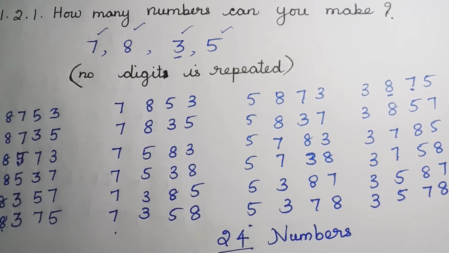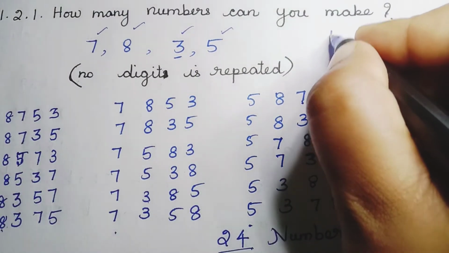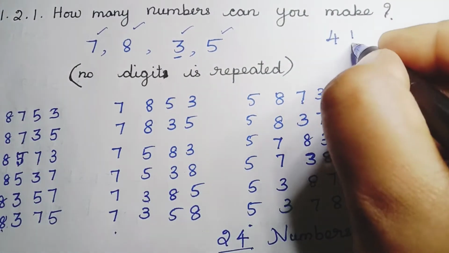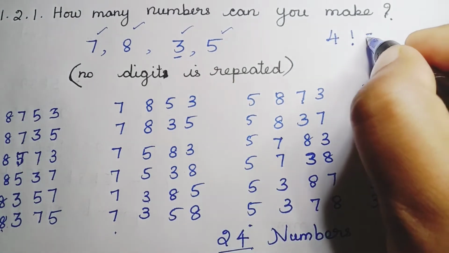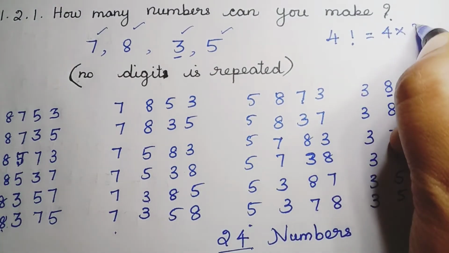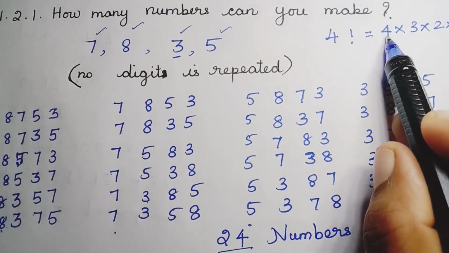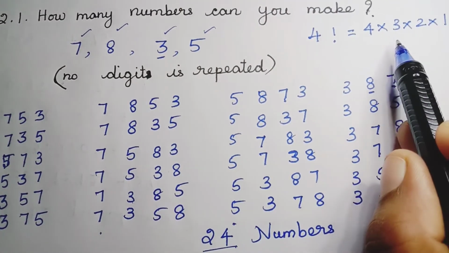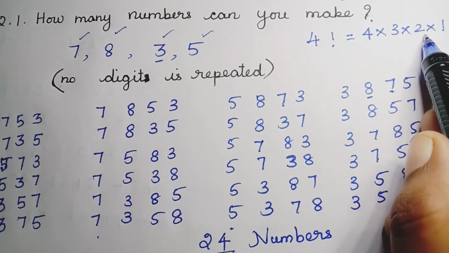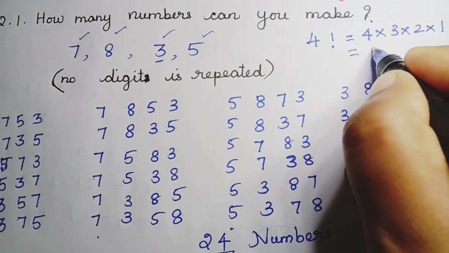So there is a shortcut. For 4 digits, your answer will be 4 factorial. Okay. If you know the factorial, try to understand. So this is 4 into 3 into 2 into 1. Okay. When you multiply 4 into 3, it's 12. 12 into 2, it's 24. So the answer is 24.